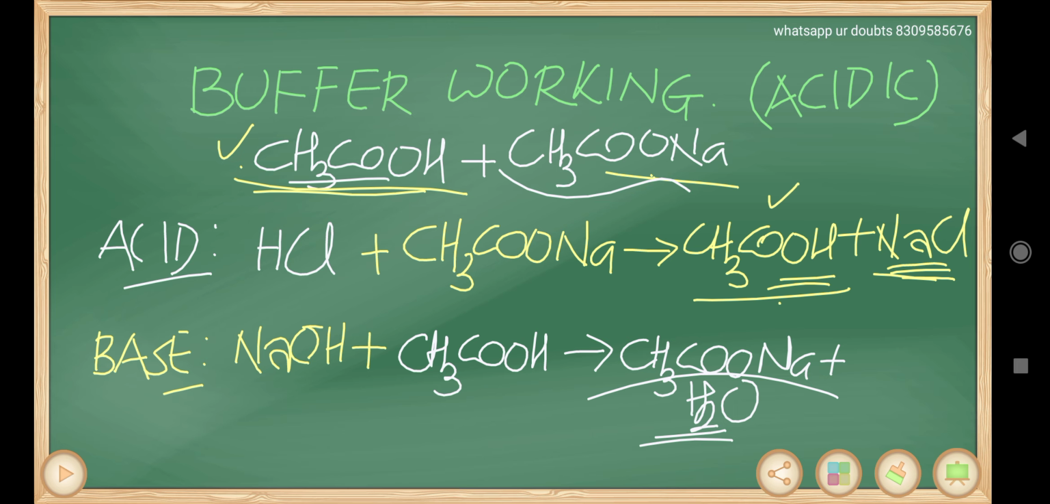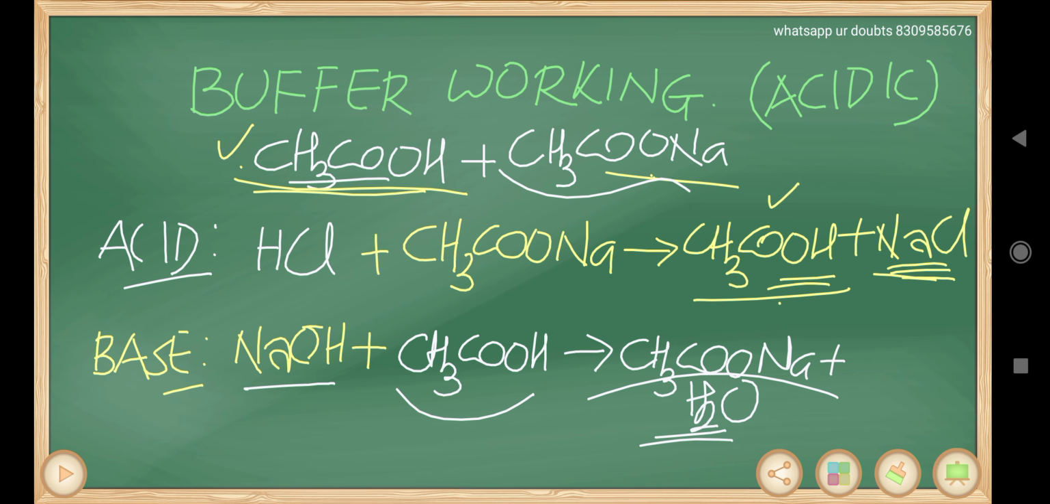So CH3COOH and CH3COONa is the best example for acidic buffer, and the working of acidic buffer can be explained like this. If you are adding acid, the salt will react. If you are adding base, the weak acid will react, but there is no change in pH. Right? Now we'll go with basic buffer.